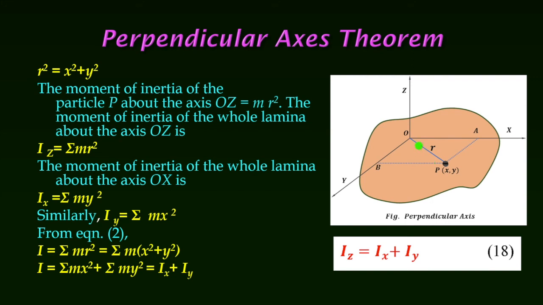It should be noted that here the plane of rotation is the xy plane. So this equation holds good only for the xy plane. If it is rotating about the xz plane, then Iy equals Ix plus Iz. As the body is rotating in the xy plane, it is Iz equals Ix plus Iy.